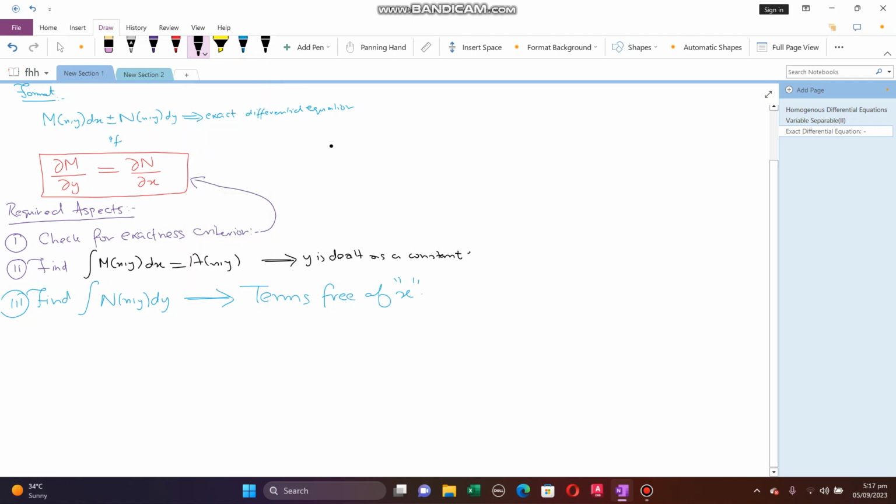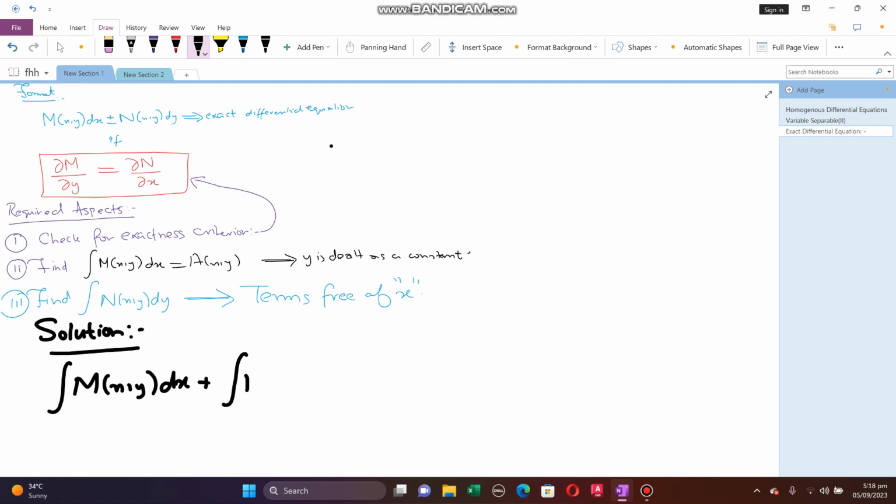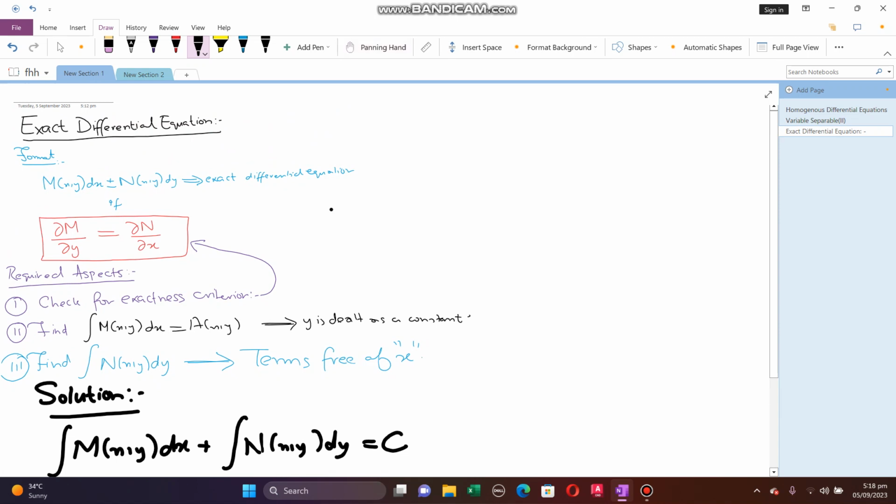So in the end, let me write the answer in the full way. The solution shall be of this form: the integral of M(x,y) dx plus the integral of N(x,y) dy is equal to c. This is what we are going to follow in the answer of our differential equations.